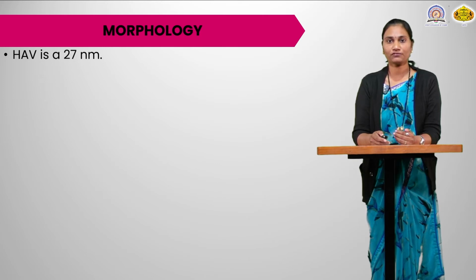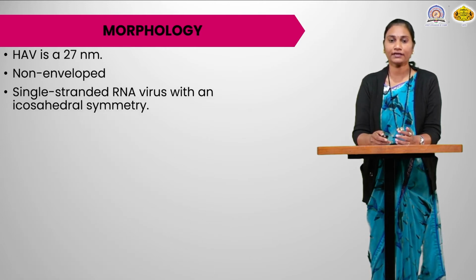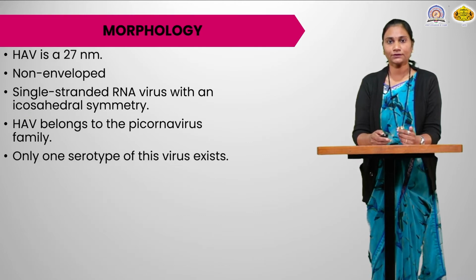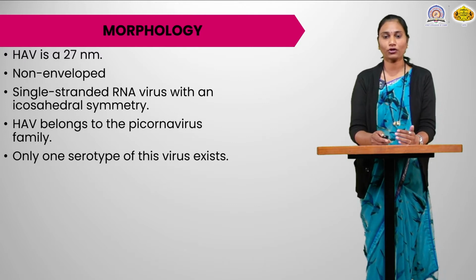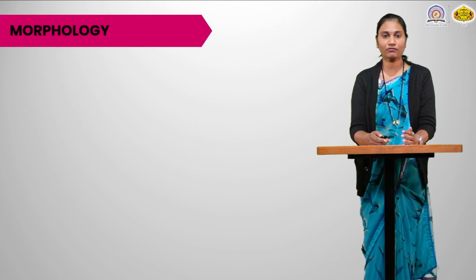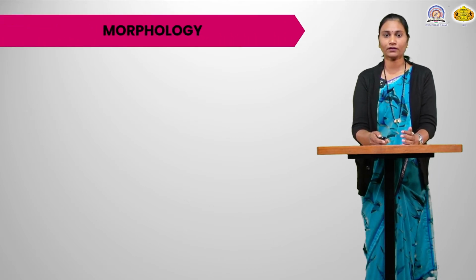Talking about the morphology of hepatitis A virus, it belongs to the Picornaviridae family. So, it is a small virus with a diameter of 27 nanometers. It is a non-enveloped virus with icosahedral symmetry. It is an RNA virus, which is single-stranded RNA. As I told you, it belongs to Picornaviridae and there is only one serotype of this particular virus. So, these are the common morphological characteristics of hepatitis A virus.